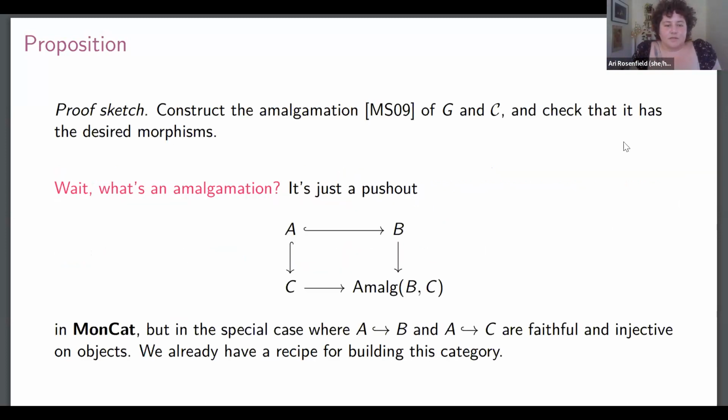Okay, and here's kind of the idea of the proof. Which we haven't gone through in great detail yet, but we want to construct the amalgamation, which is something we have a nice recipe for, of this category G and our original category C. And then we just check that the morphisms are what we want. And an amalgamation is just a special kind of pushout in the category of monoidal categories. And like I already said, we know how to do this. We just have to sit down and actually do it.